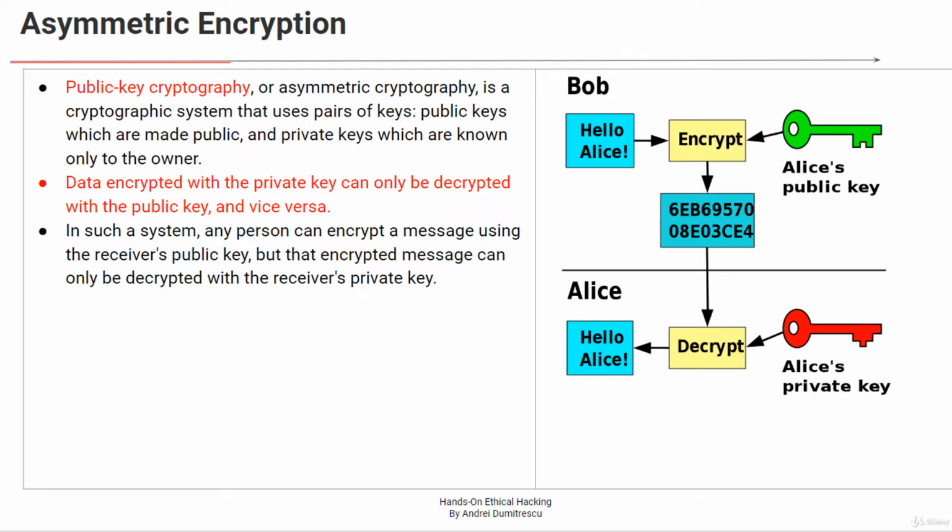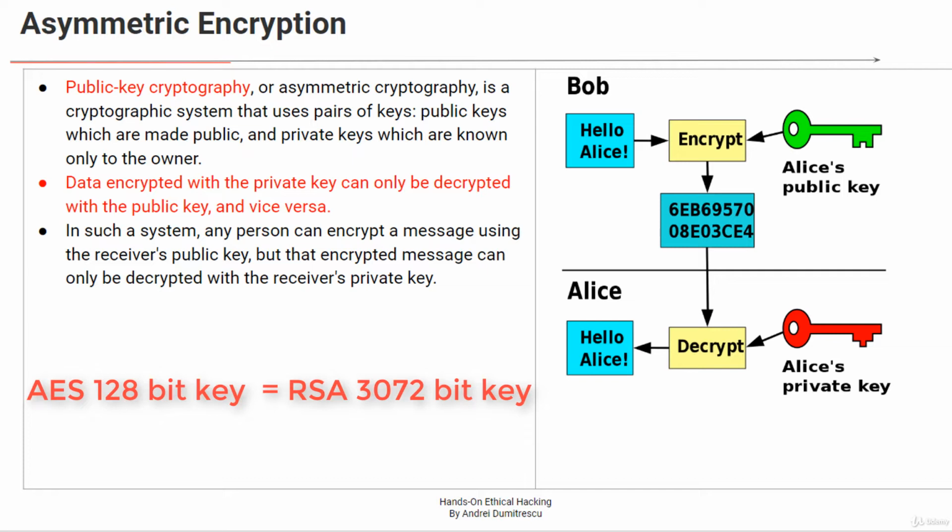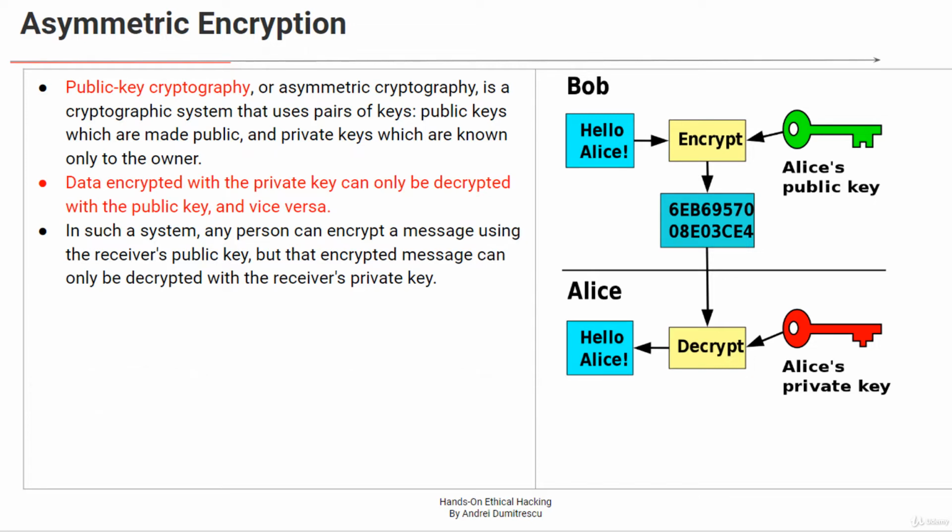Note that the length of keys of asymmetric encryption algorithms is much larger than the length of the keys of symmetric algorithms, without being more secure. For example, an AES key of 128 bits and an RSA key of 3072 bits both have a similar strength. You cannot compare the key length of symmetric and asymmetric encryption algorithms easily.